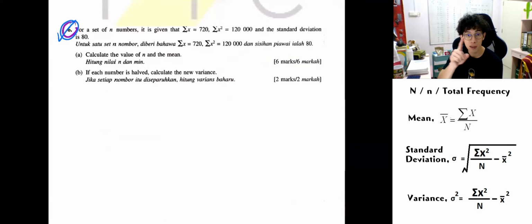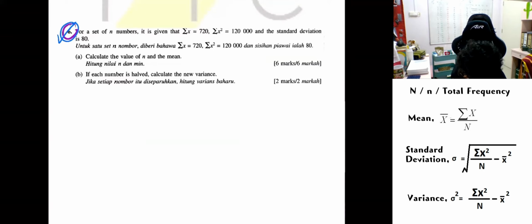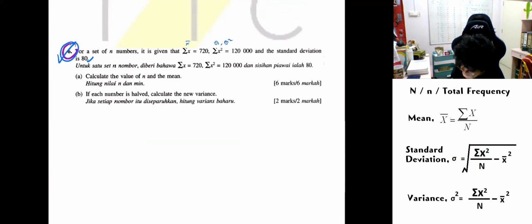Okay, I'm going to move to another question. Page 19, question 6. This is the question that I'm going to share with you. For a set of n numbers, n means the total frequency. It is given that sigma x is 720, sigma x squared equals 120,000, and the standard deviation is 80. So looks like we have a bit of information there. This is for the mean, this is for your standard deviation and your variance. We have our standard deviation of 80, so we can work backwards to get certain information that we want.